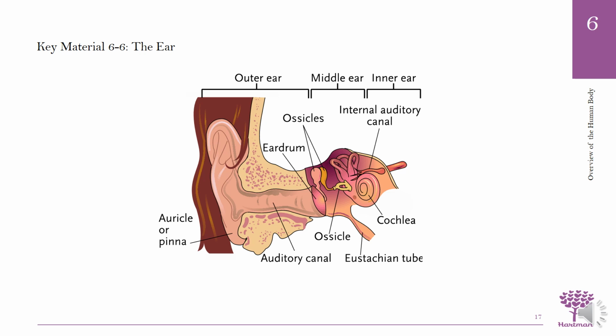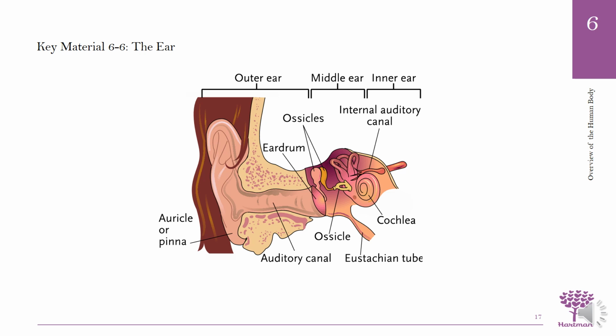The eardrum or tympanic membrane separates the outer ear from the middle ear. The middle ear consists of the eustachian tube and three ossicles, or small little bones that amplify sound. The ossicles transmit sound to the inner ear. The eustachian tube connects the middle ear to the throat. It functions to allow air into the middle ear to equalize pressure on the tympanic membrane.